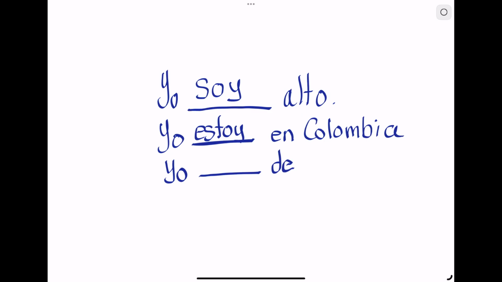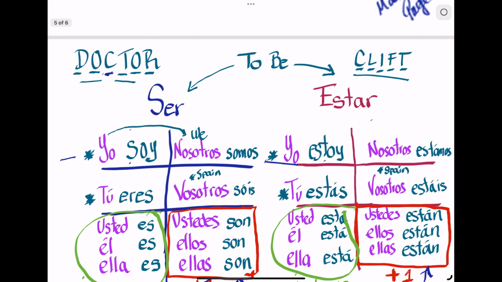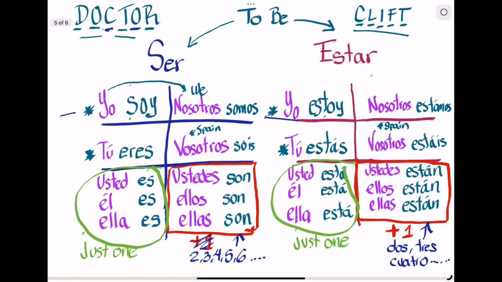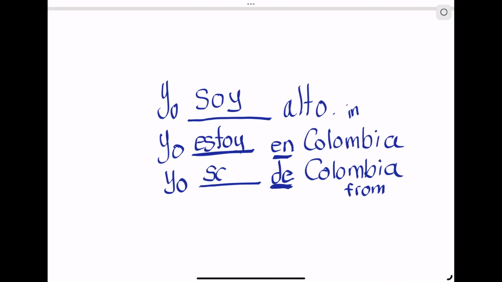Okay, another example. Yo... de Colombia. Be careful. This is not en Colombia. This is de Colombia, from Colombia. Origin is where you are from, not where you are in. So, ser or estar? Okay, you remember, DOCTOR is ser, origin. I am from Colombia. So, soy or estoy? Soy. Very good.